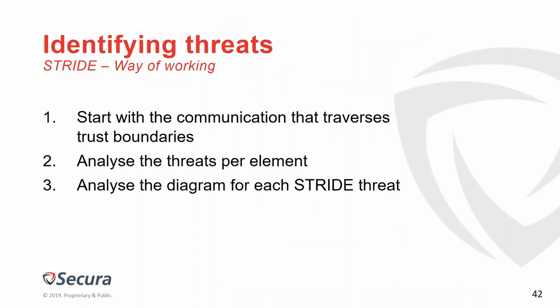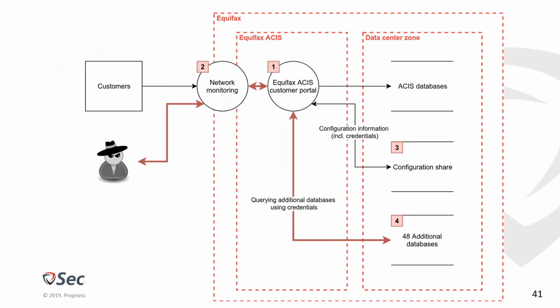So you would work your way through all the elements of STRIDE just to make sure you are complete in this. And afterwards, after you've done that for all of these elements, focusing on the communication that traverses trust boundaries, of course, you would analyze the entire diagram again for each element of STRIDE. And in this step, you can also combine these threats that you have already found, just to make sure that you find potentially the threats where 1 + 1 can potentially be 100 together.